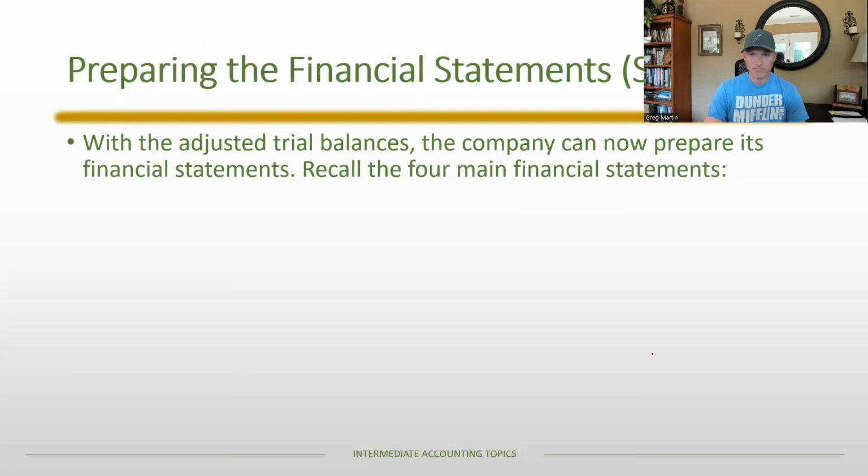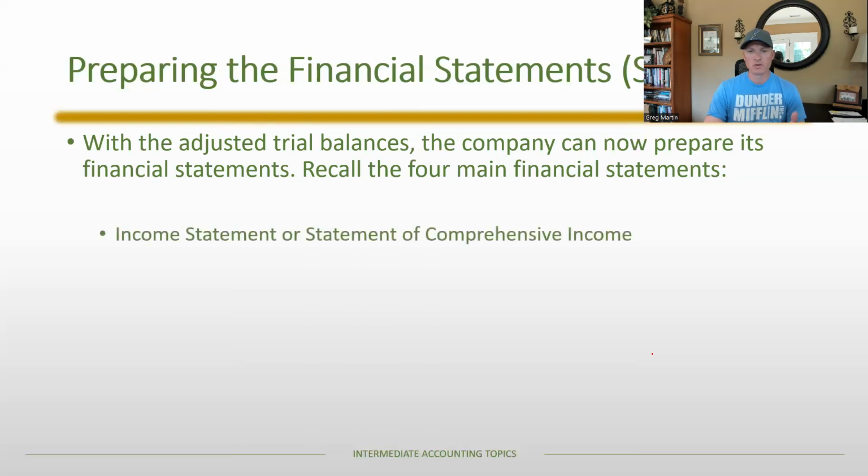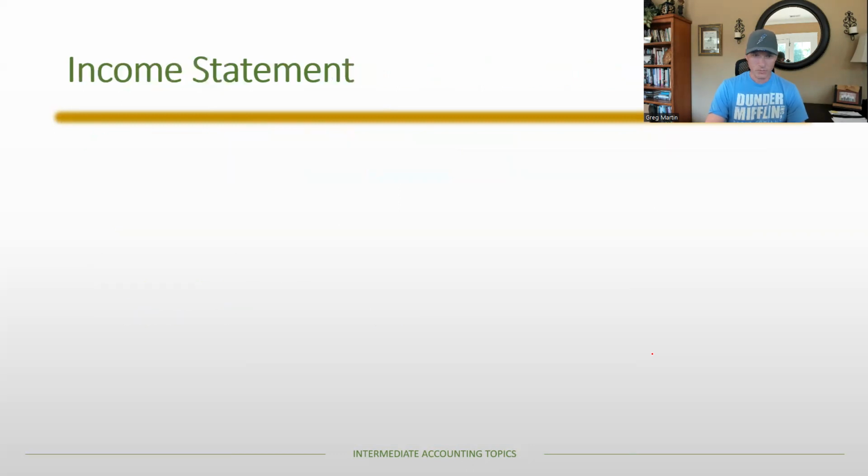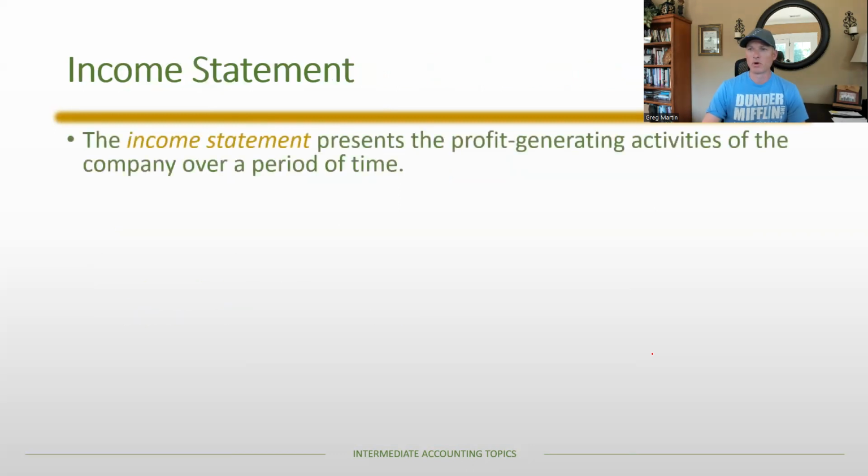All right, so we've got our four main financial statements. Of course, we've got our income statement, balance sheet, statement of cash flows, and statement of stockholders' equity. So those are the 4 main statements that we walk through. Starting with the income statement, what we're trying to capture here are those profit generating activities. If you remember, we talked about revenues and expenses as being over time, and it's really capturing the company's ability to create resources, or create profits.